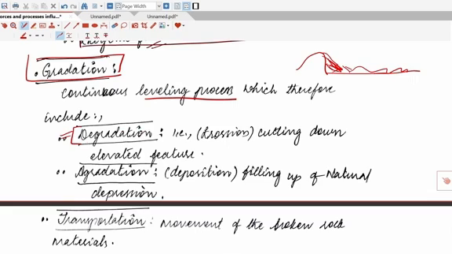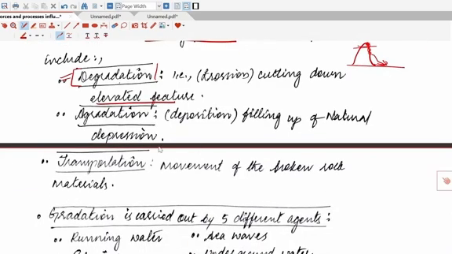Degradation is simply nothing but cutting down the elevated feature, which I have said here. This is the elevated feature. This degradation helps in cutting these granules from this relief, and it helps in bringing them down. This is degradation. Now we'll see aggradation.